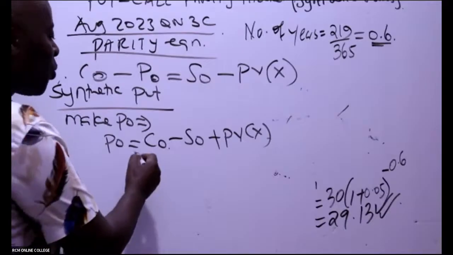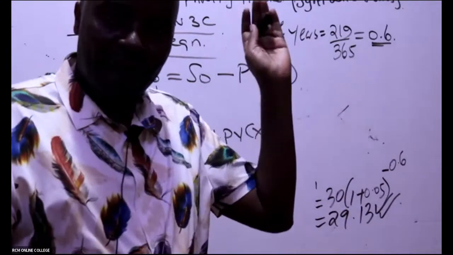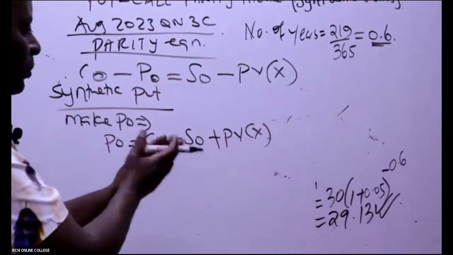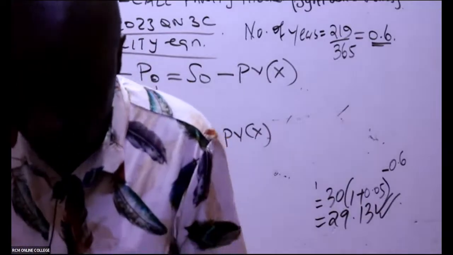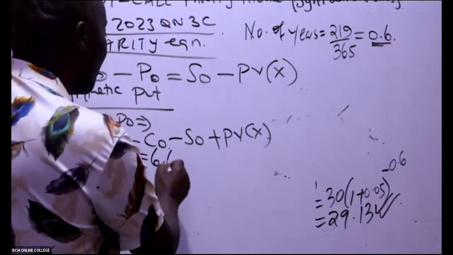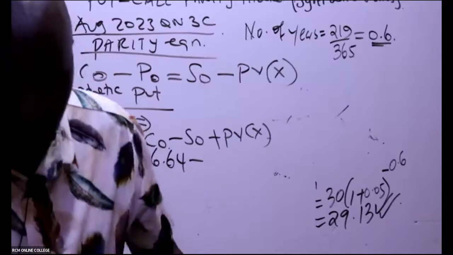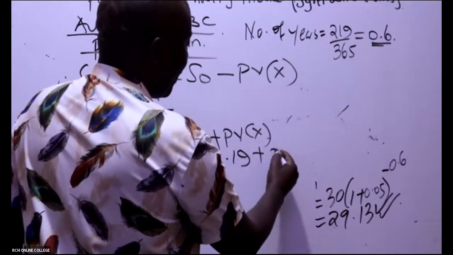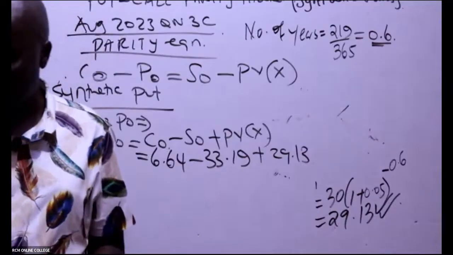All right. So then what is our CO that has been given there? The call option value. Not the one that you got up there. Here, remember, you must use the actuals, the ones given in the question. This is the only one that can become synthetic. So our CO, the one given in the question, the actual one, not the synthetic one, I can see it is 6.64. Minus SO, the one given in the question, is 33.19. Present value of X is 29.13. So is there somebody who is able to give us this answer now?